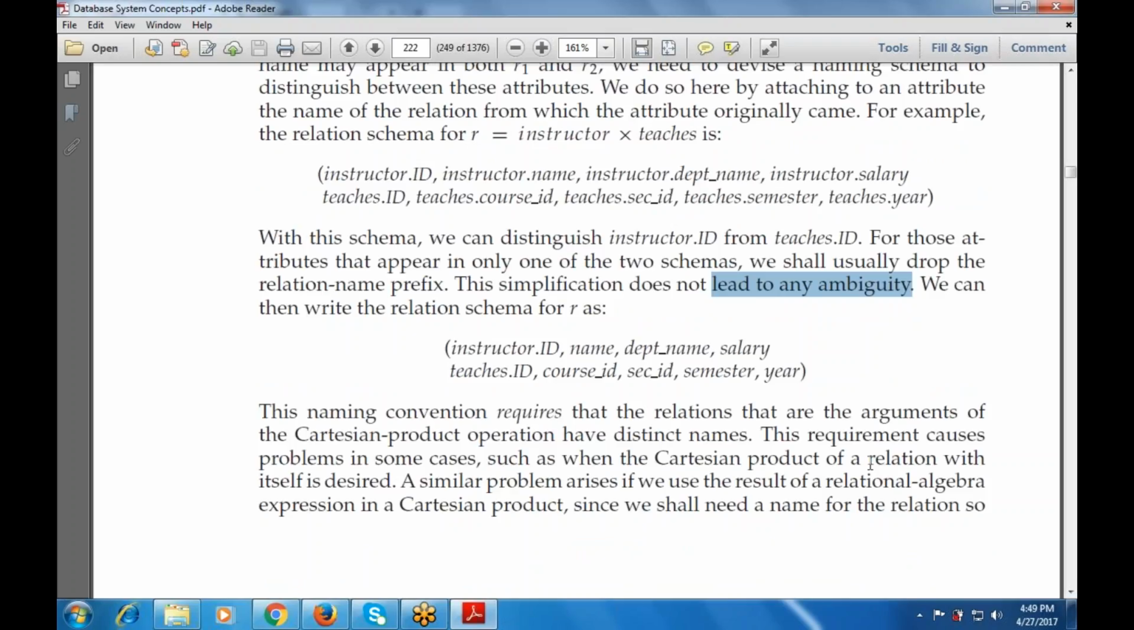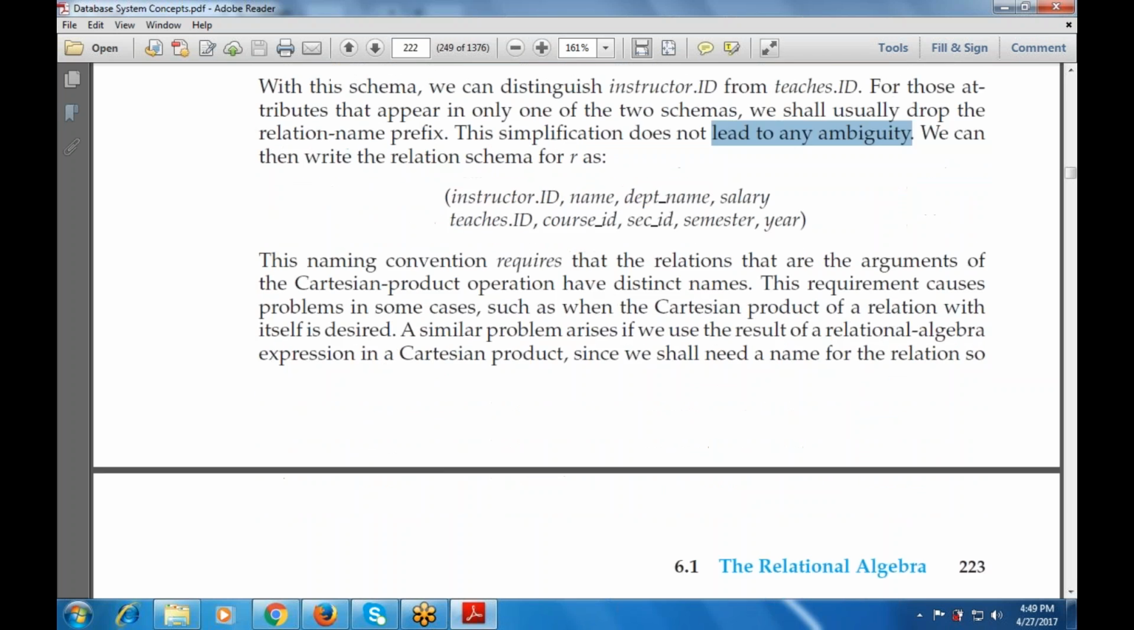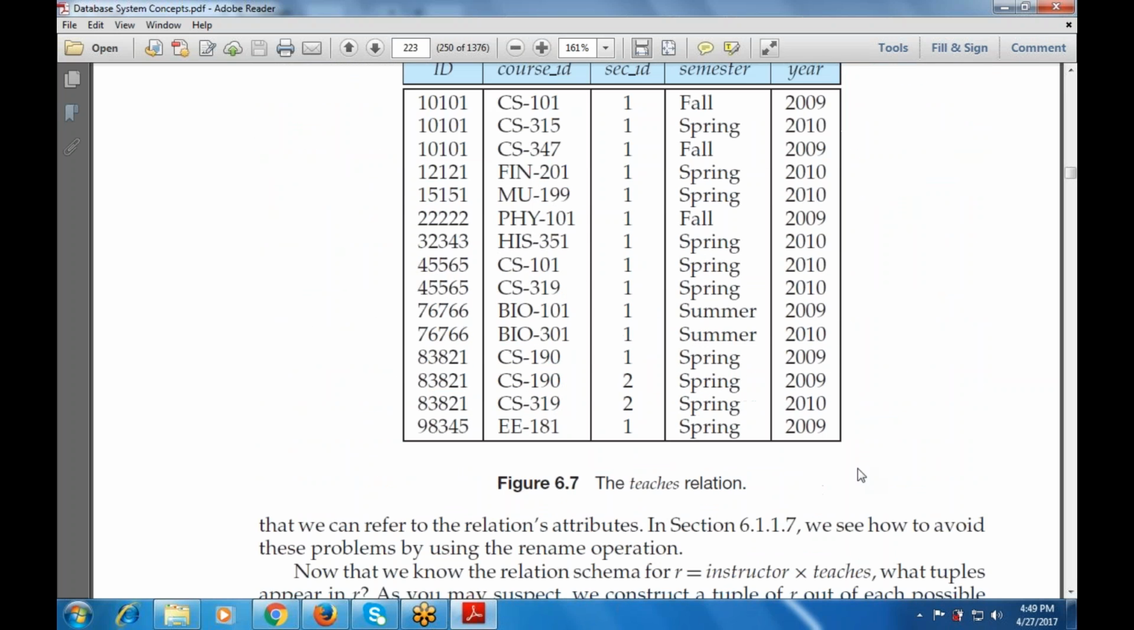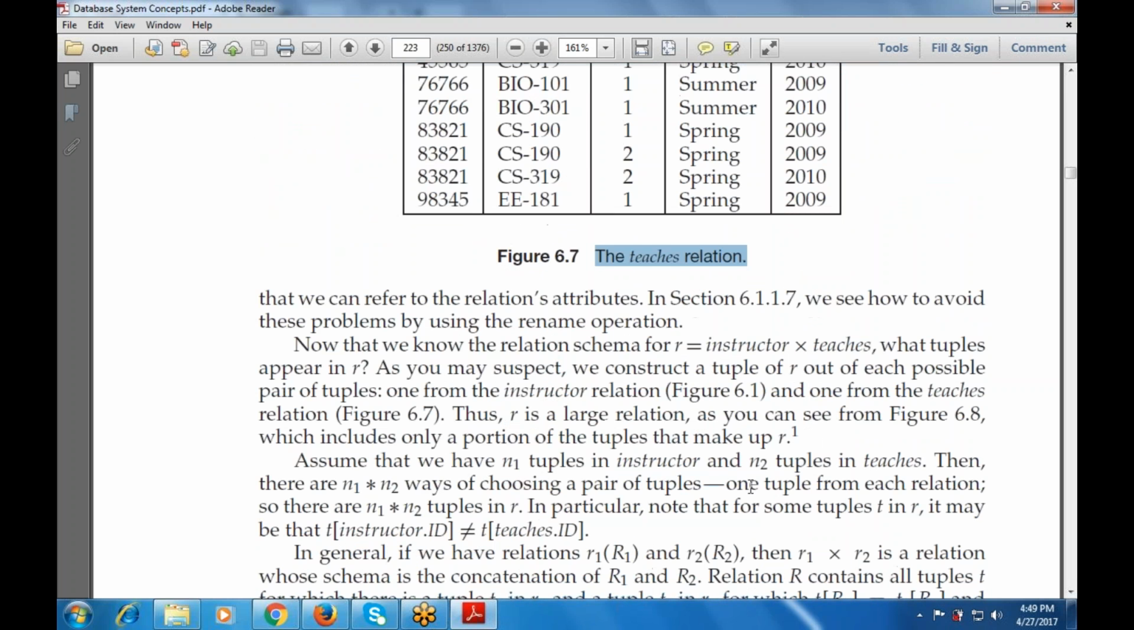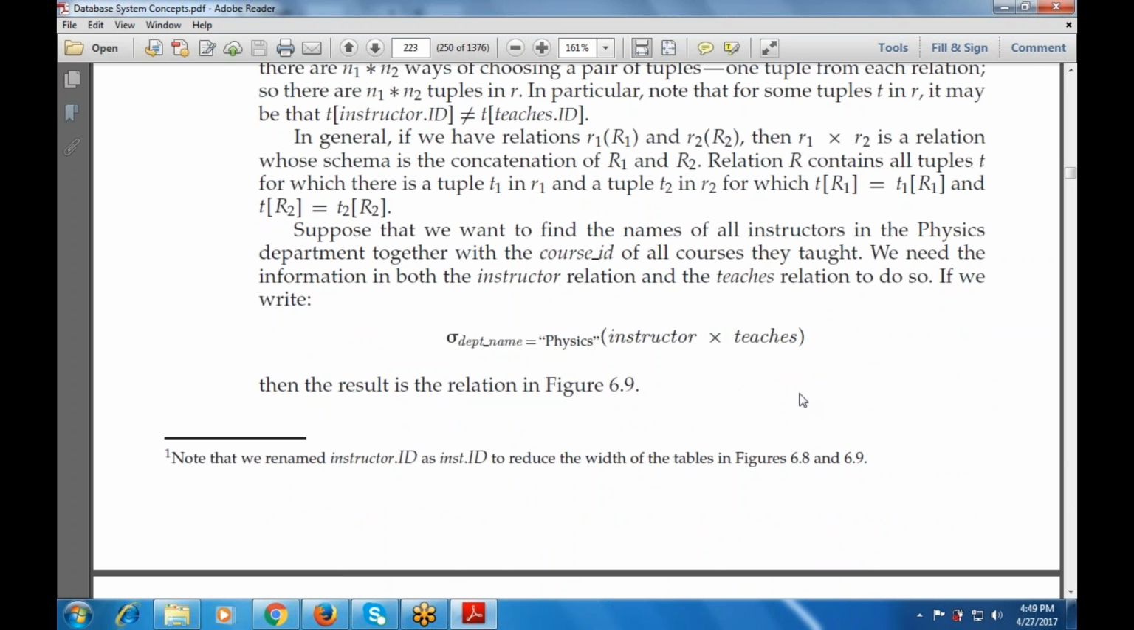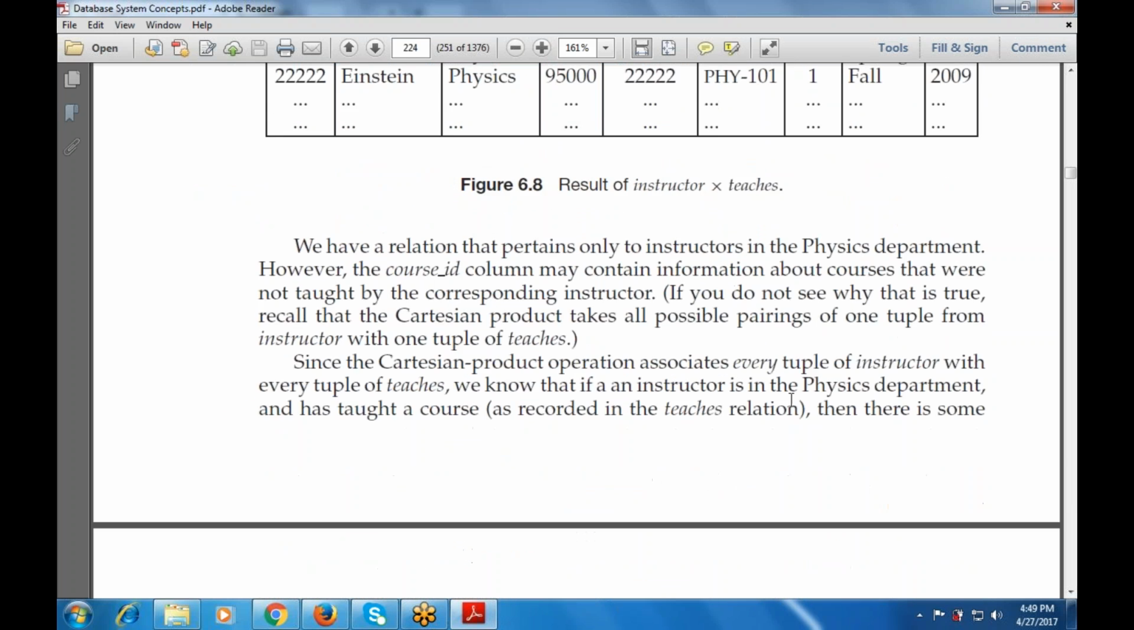This naming convention requires that the relations that are the arguments of the Cartesian product operation have distinct names. This requirement causes problems in some cases, such as when the Cartesian product of a relation with itself is desired. A similar problem arises with the result of a relational algebra expression. This is the teaches relation. So this is R equals instructor times teaches. The tuples that appear over here are the output of this query.